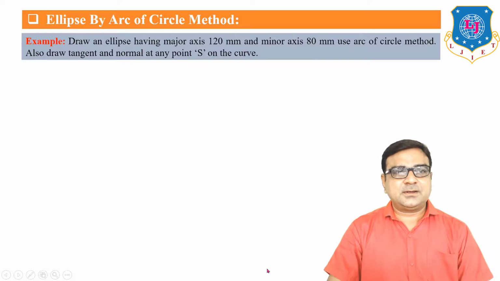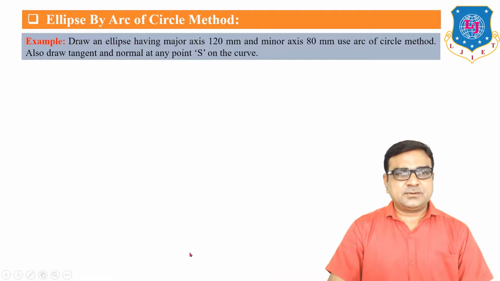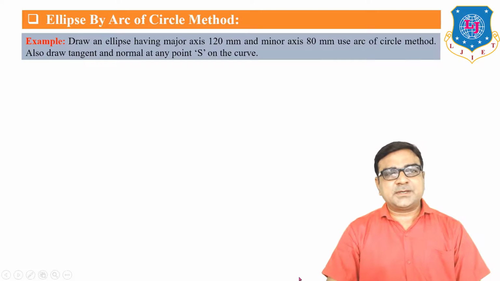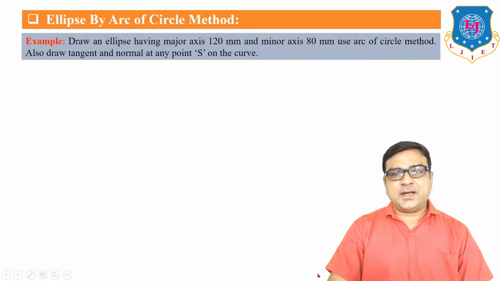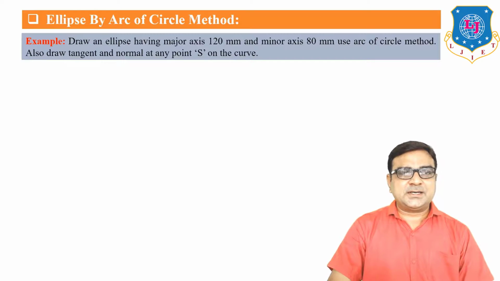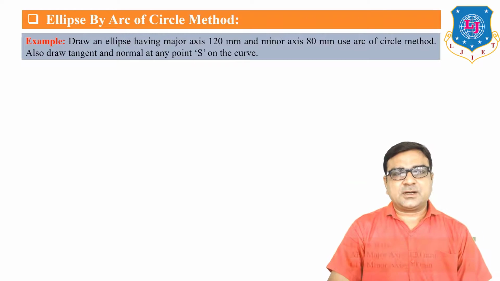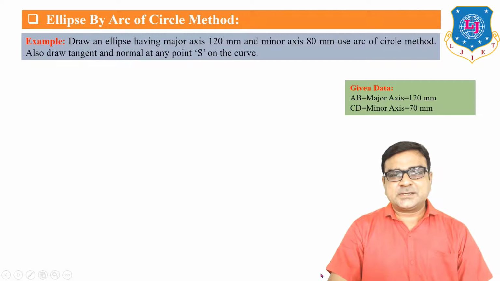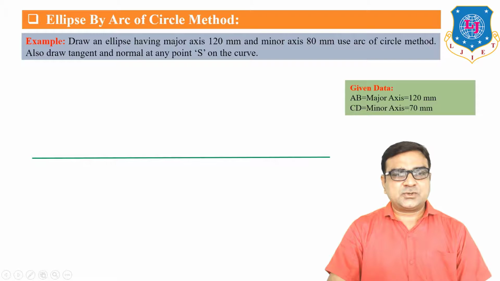Now, our last method of this video is the arc of circle method. Draw an ellipse having major axis 120 mm and minor axis 80 mm. Use arc of circle method. Also draw the tangent and normal at any point S on the curve. So your major axis and minor axis are given. So draw one major axis AB 120 and minor axis 80.